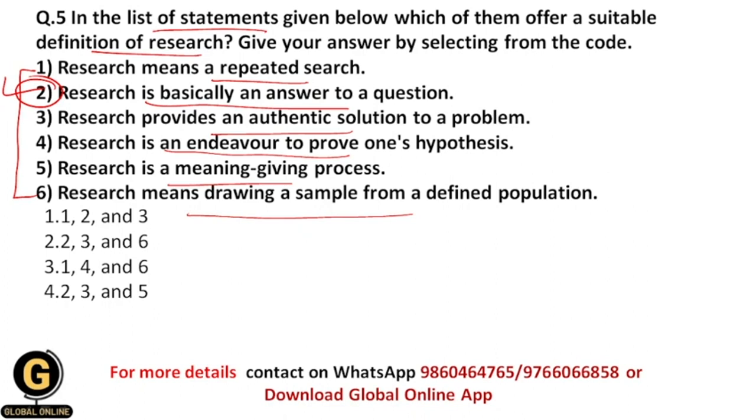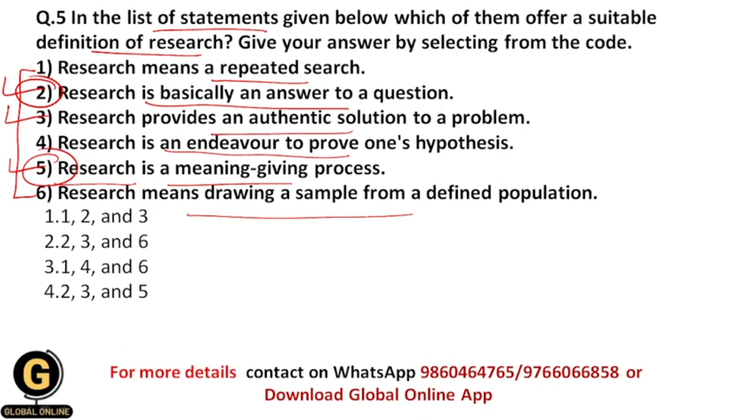As well, research provides us an authentic solution to a problem, and that's why we do the research, because it gives us an authentic solution to our problem. So this is again the correct definition of research. And research is a meaning giving process. I mean to say that this is not meaningless. If it were meaningless, then obviously no one would go for research, right? Research is a systematic process, and that's why it is a meaning giving process, and it gives us an authentic solution to our problem. And that's why this statement is again the correct definition of research.